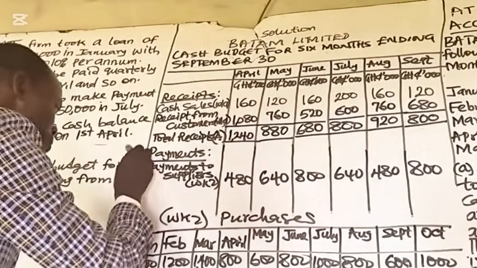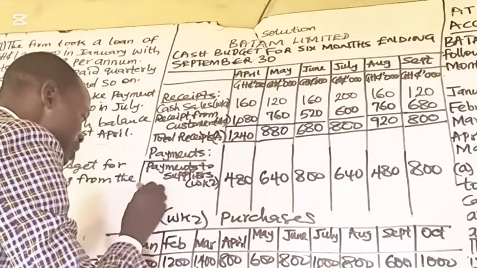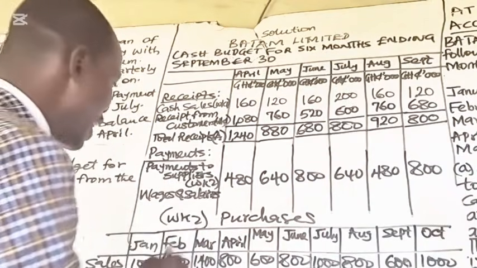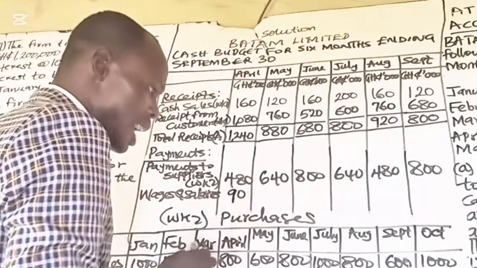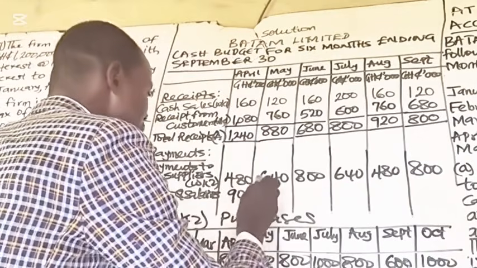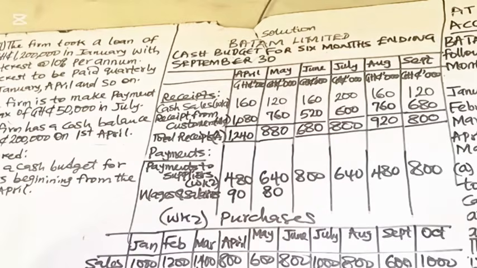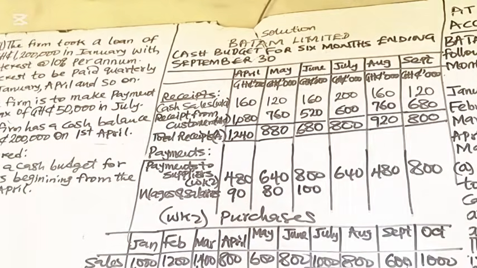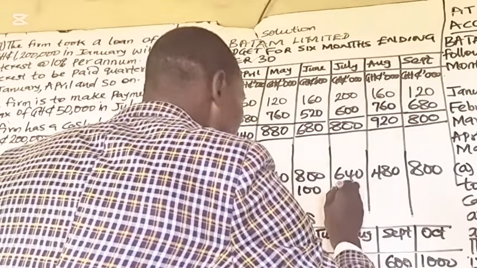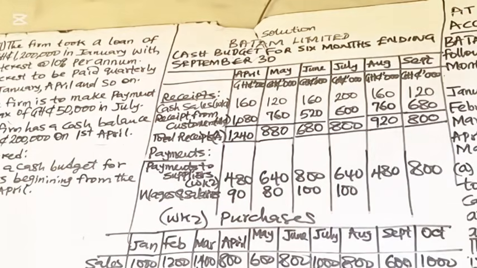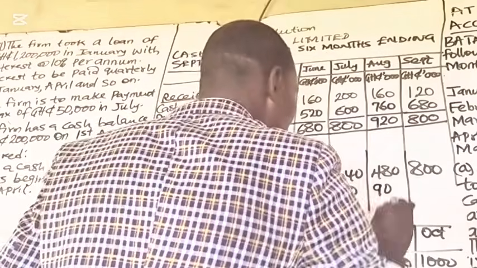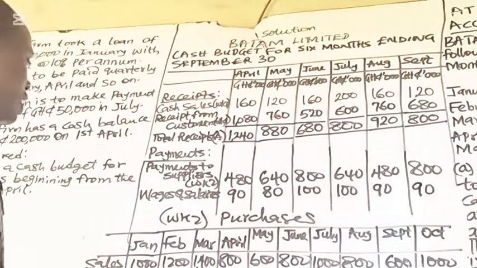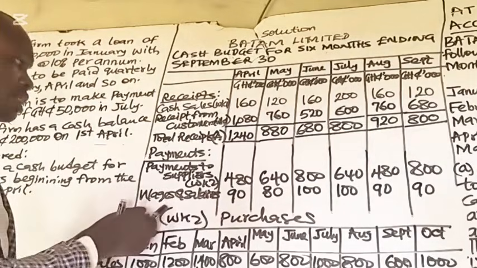So we have wages and salaries. So in the month of April, we have 90,000. Then May, 80,000. Then after May, we have June, 100,000. Then after June, we have July, 100,000. After July, we have August, 90,000. After August, we have September, 90,000. These are the amounts paid in respect of wages and salaries for each of the months.